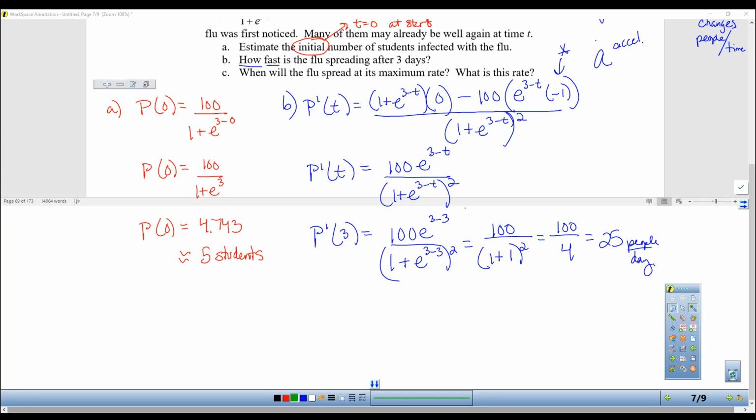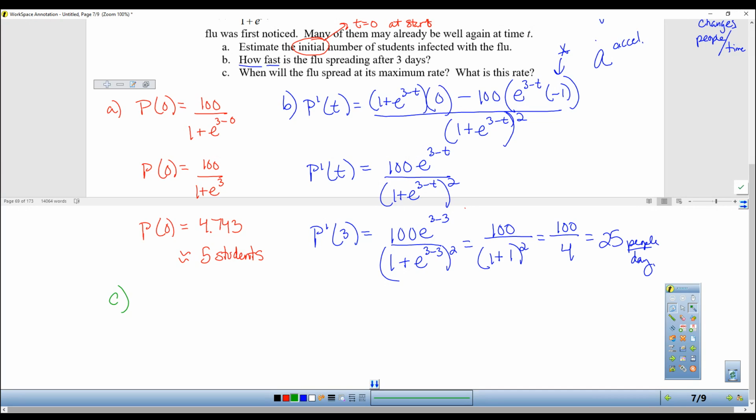For part C, they want to know when the flu spread at its maximum rate. So I hope it makes sense that in the beginning, the flu is not spreading very quickly, but then it's spreading more and more and more. And eventually it's going to go back down again, where not that many people are getting the flu anymore. So to find out what its maximum is, it's pretty easy. We're just going to graph it and then find the maximum.